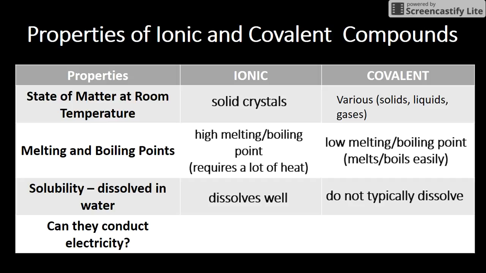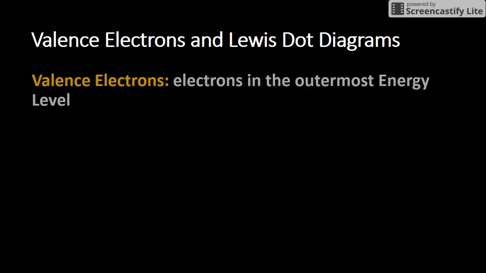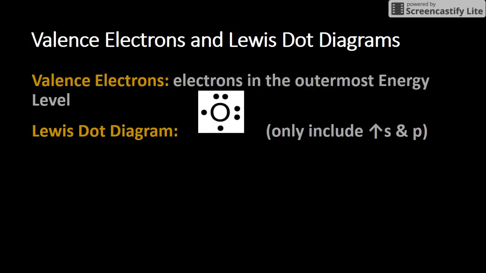Can they conduct electricity? Again, we did this in class. Ionic conducts it well. We drew it on the board: having a charged atmosphere in the water, if you look at that video about dissolving NaCl in water, the particles separate. There's charged particles throughout the water, and that helps complete a circuit. Whereas covalent compounds, because they don't have those charges, are not typically good at conducting electricity.